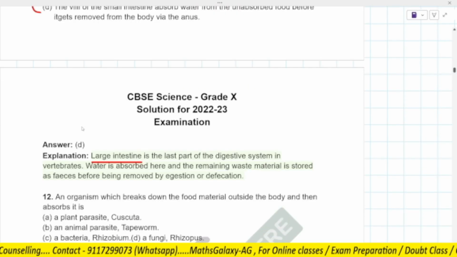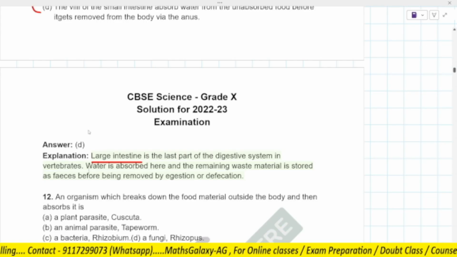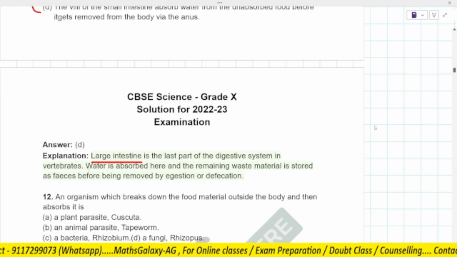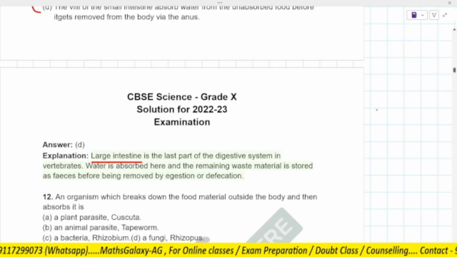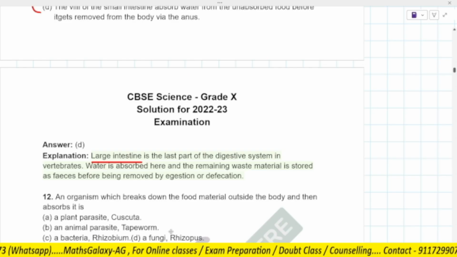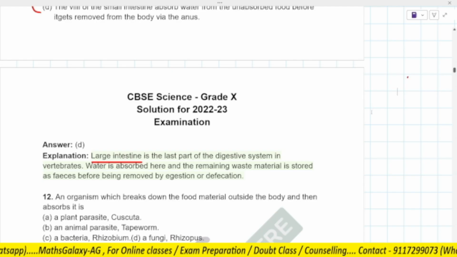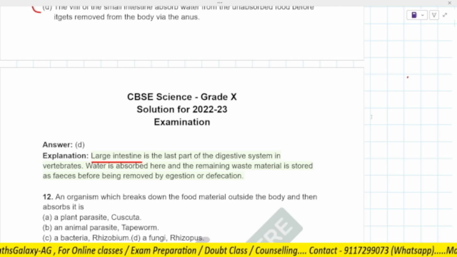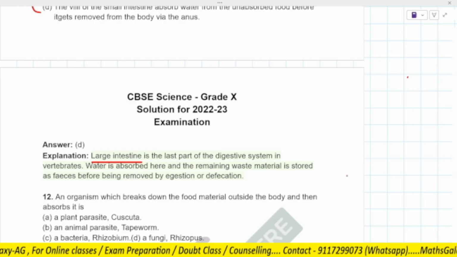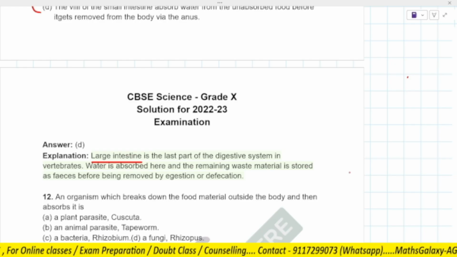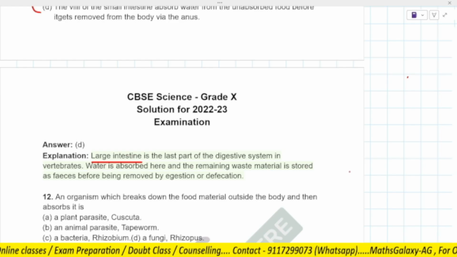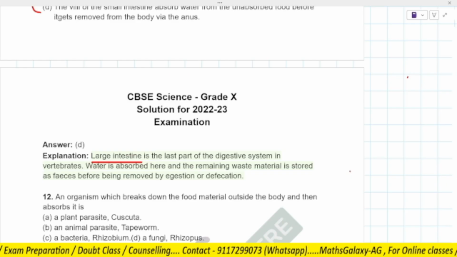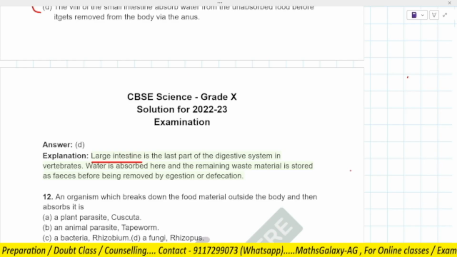And for organisms which break down the food material outside the body and absorb it, what will it be? A plant parasite, an animal parasite, a bacteria, or a fungi? Can you repeat the options? An organism which breaks down the food material outside the body and then absorbs it. So it is a plant parasite, Cuscuta; an animal parasite, tapeworm; a bacteria, ribosome; or a fungi.